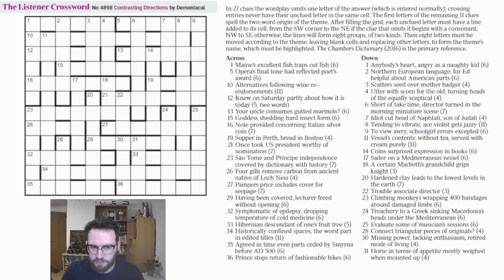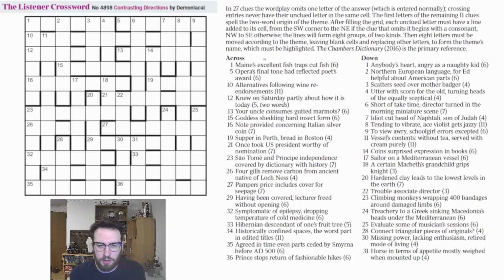After filling the grid, from now on I assume this is just endgame stuff. Each unclued letter must have a line added to its cell. From the southwest corner to the northeast, if a clue that omits it begins with a consonant, north-west to south-east otherwise. So again it's about the first letters of the clues that determine how we draw the line in. That's quite interesting. The lines will form 8 groups of 2 kinds. Then 8 letters must be moved according to the theme, leaving blank cells and replacing other letters to form the theme's name, which must be highlighted. Sounds like quite a complicated endgame, but we'll see what that means when we get to it. It's quite hard to make heads or tails of at the outset, which is fine. We're told that the Chambers Dictionary is the primary reference, and that is standard for the Listener. So I think we should just crack straight on with this then, shall we?